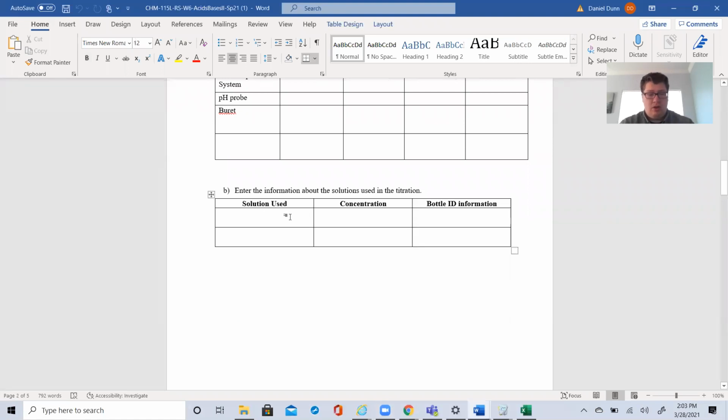So the solutions we used: one was a strong base, NaOH, and it had a concentration of 0.100 molarity. Was there bottle information? There was not. Here was an unknown. And there was bottle information if you guys recorded that. If not, you can put no there.